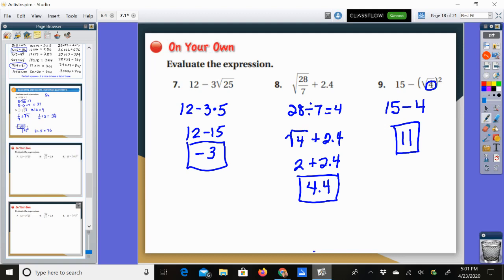And then number 9, remember when you take the square root and a square, they undo each other and you get the radicand as your answer. So you have 15 minus 4, which is 11.